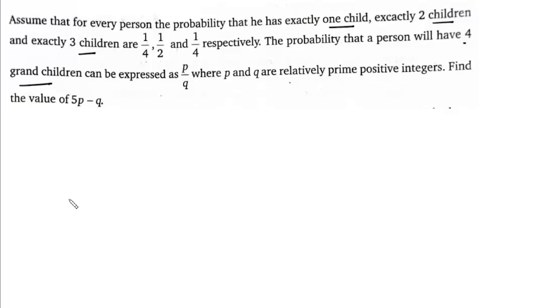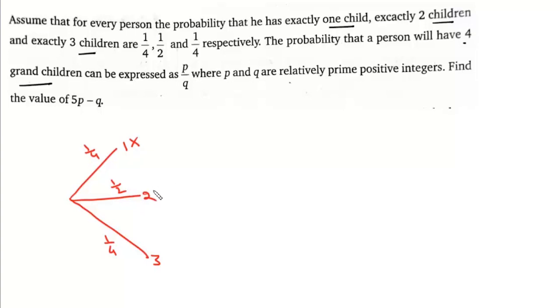Now this person can have either one child or two children or three children. Now if it is one child, probability is 1 by 4. For two children it is 1 by 2 and for three children it is 1 by 4. Now he is supposed to have 4 grandchildren. Now with one child he cannot have 4 grandchildren. So we'll consider these two cases.